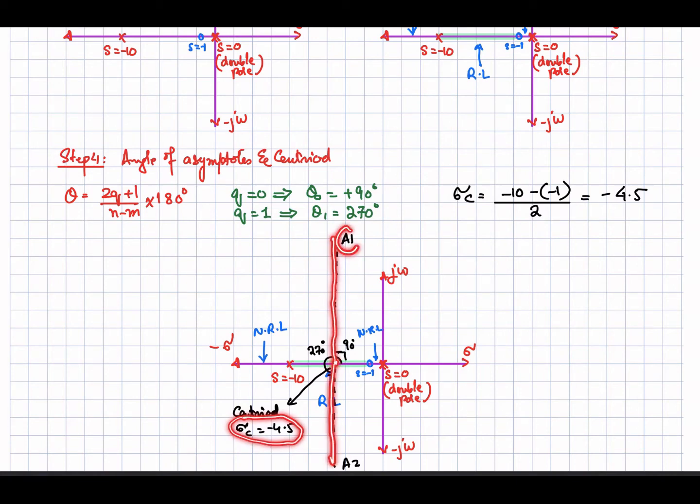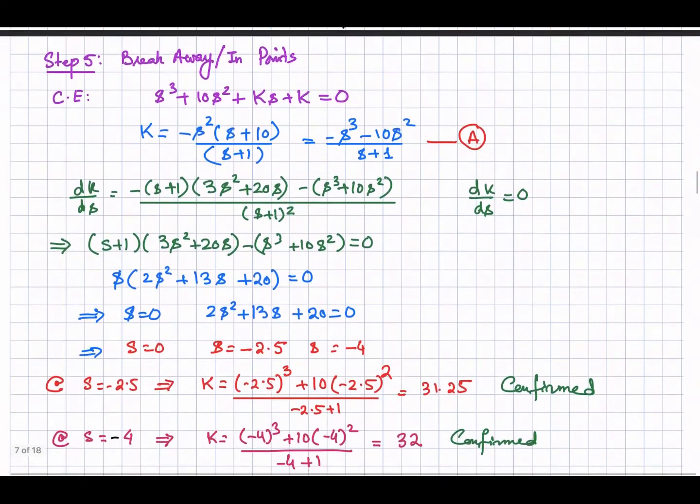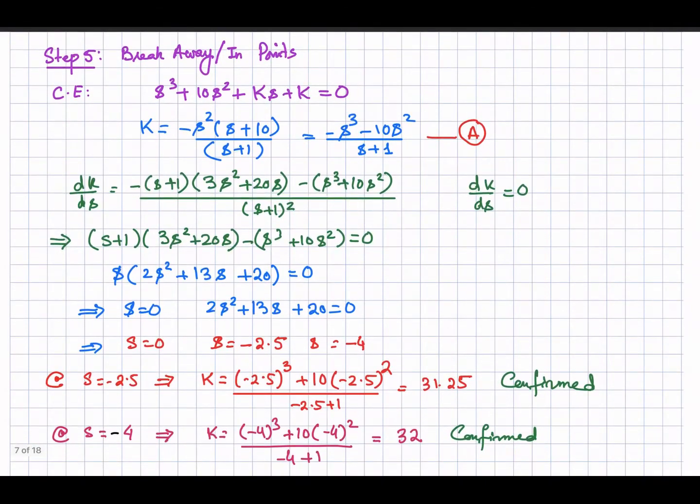So this is our first asymptote a1, this is our second asymptote a2, moving towards infinity, and this angle is 90 degree as you can see over here, and this angle is 270 degree as you have calculated over here, right? Okay, now let's look at the breakaway and the break-in points. For that we need to know the characteristic equation that is given to us, and from here we will find out the expression for k. So k is given by this one, this is the expression for k.